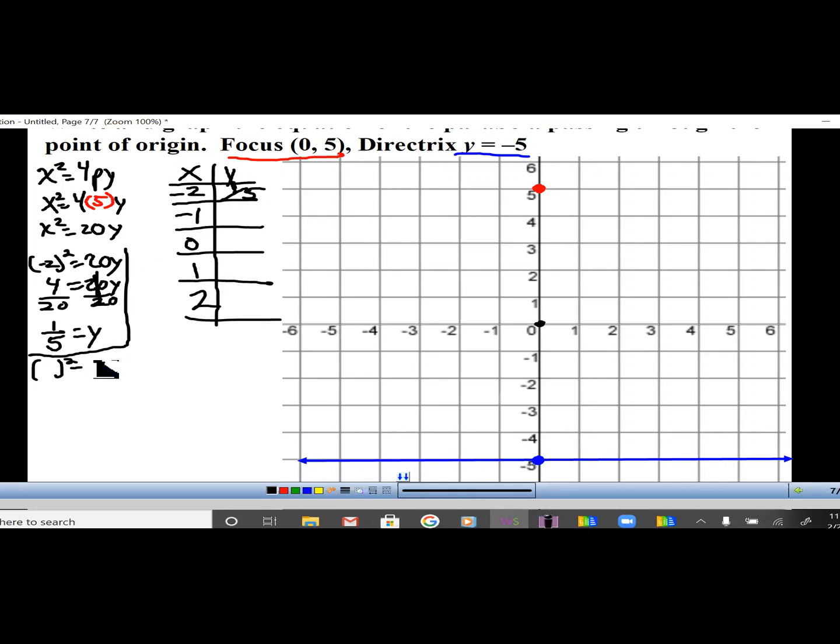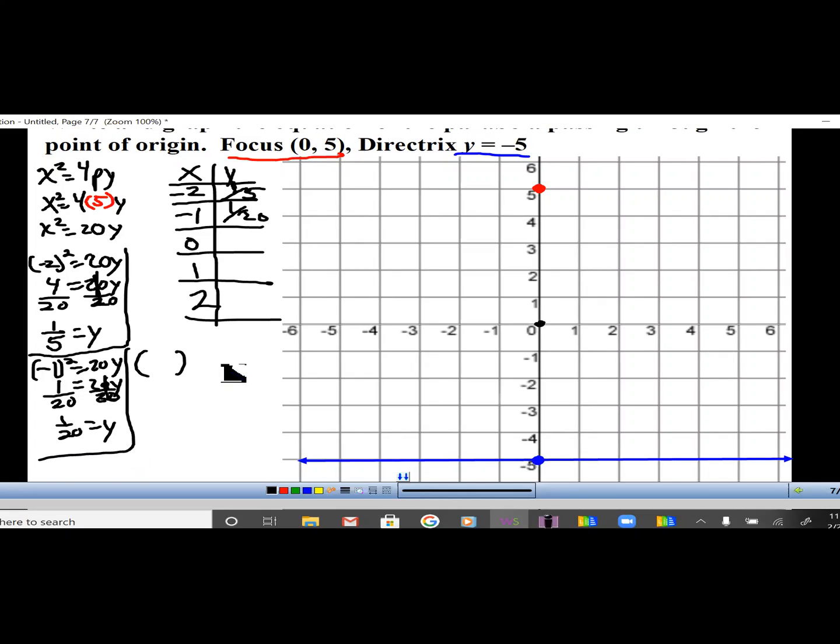Parentheses squared equals 20y. So that's -1. What is -1 squared? 1 equals 20y. Divide by 20. So 1/20 equals y. That goes right here. 1/20. Let's do one more value.